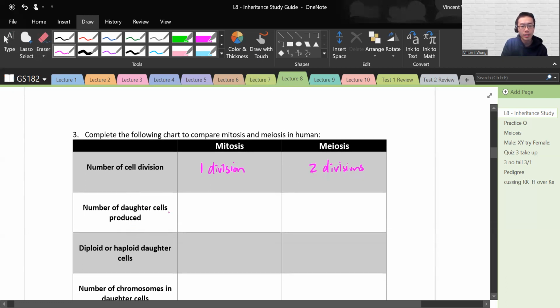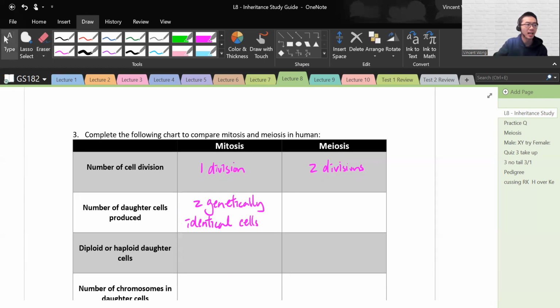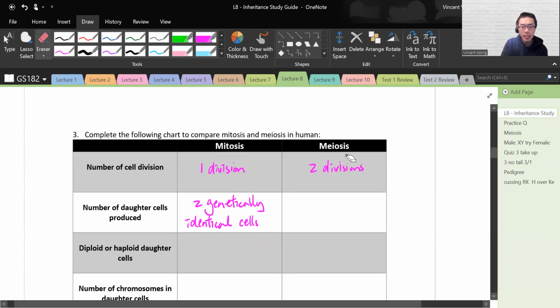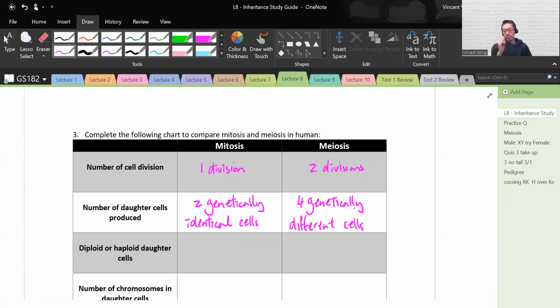Number of daughter cells produced: it will be 2 genetically identical daughter cells. They are exact clones of each other. Whereas for meiosis, it will be 4 genetically different cells, because of the crossing over that happened during prophase 1.